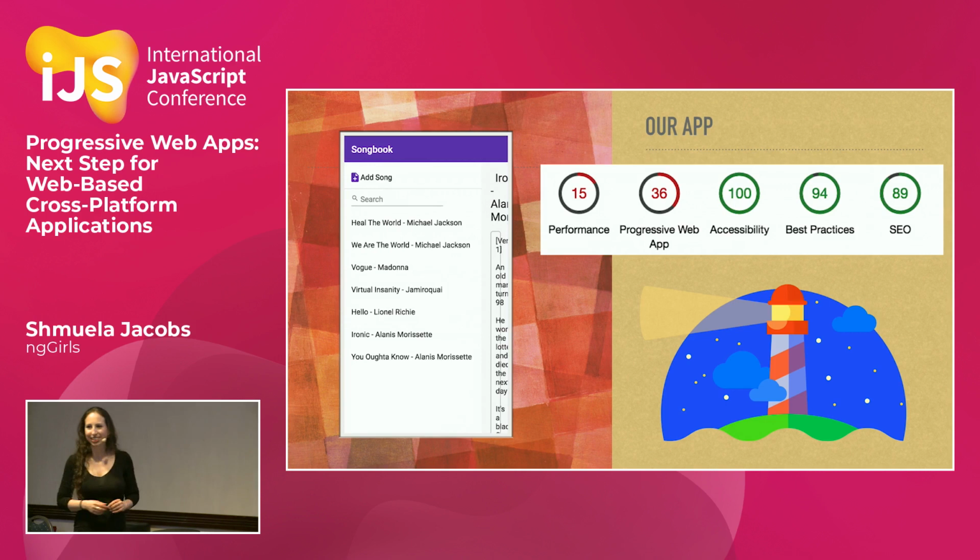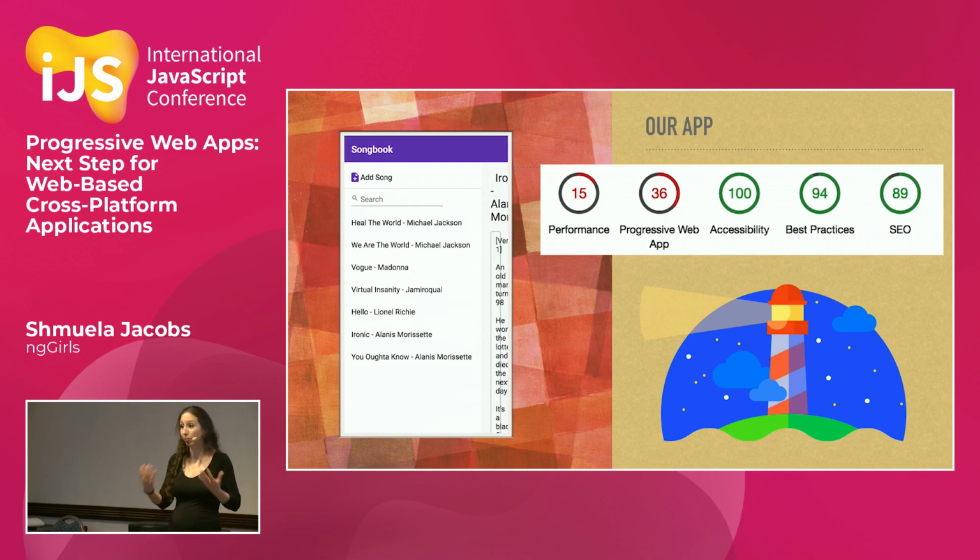So the first version of my application was not so great at all. There are a few good things that we see here, that is accessibility and best practices in SEO. This is because I'm using Angular Material, which gives us accessibility, for example, out of the box.